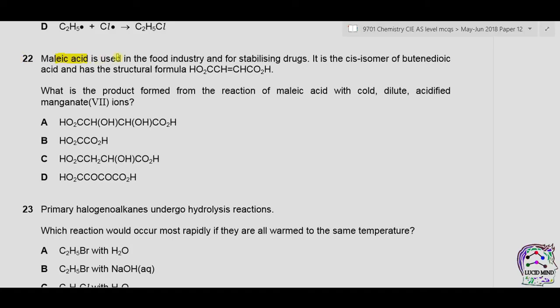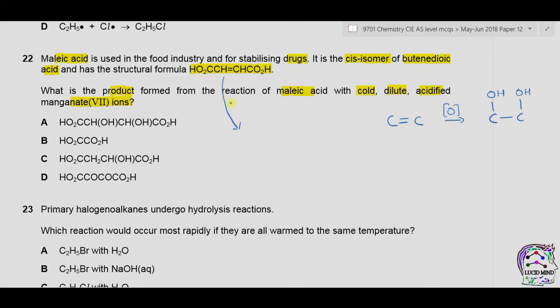Question 22. Maleic acid is used in the food industry and for stabilizing drugs. It is the cis isomer of butenedioic acid and has the structural formula this one. We have an alkene functional group, and we have carboxylic acid functional groups. What is the product formed from the reaction of maleic acid with cold dilute acidified manganate(VII) ions? Now you should know that cold dilute acidified manganate ions convert alkene to diol upon oxidation. Diol is the one in which each carbon atom making a double bond is attached with an OH group. So this is the product that will be formed for alkene, while carboxylic acid will be unchanged.